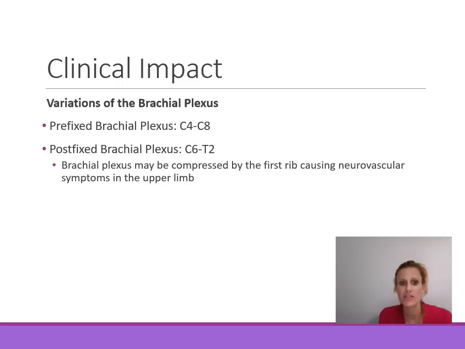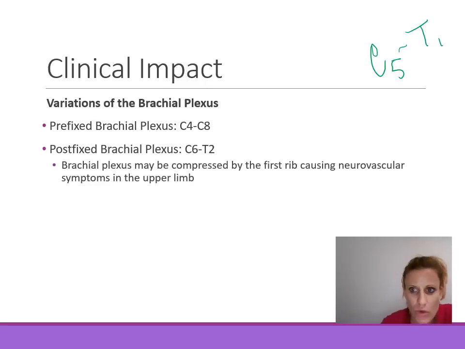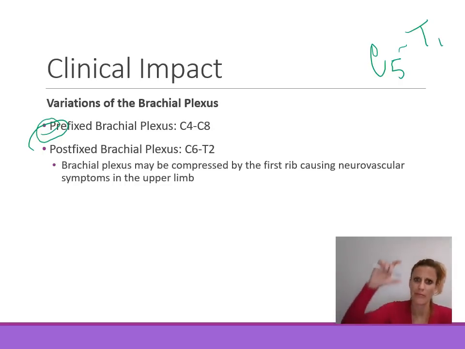There are multiple variations in the brachial plexus that can occur. Typically, the brachial plexus arises from the anterior rami of the C5 through T1 spinal nerves. This set of spinal nerves, or the brachial plexus, can move up in the spinal cord or it can move down in the spinal cord. So a prefixed brachial plexus is when it's sooner than it should be, or it's up higher than it should be. So the brachial plexus moves up a notch on the spinal cord, and it goes from C4 to C8. So it's actually higher, or originates higher than it normally would.